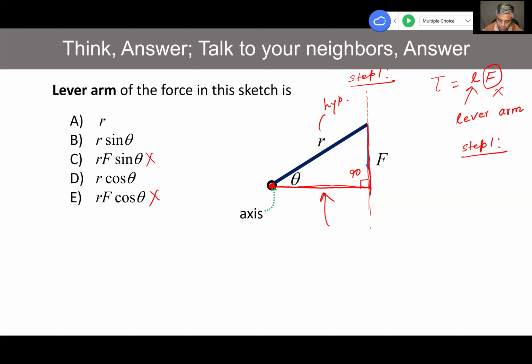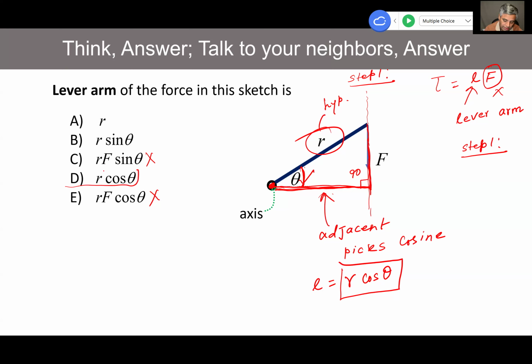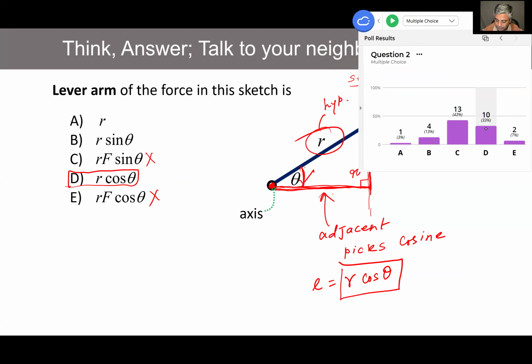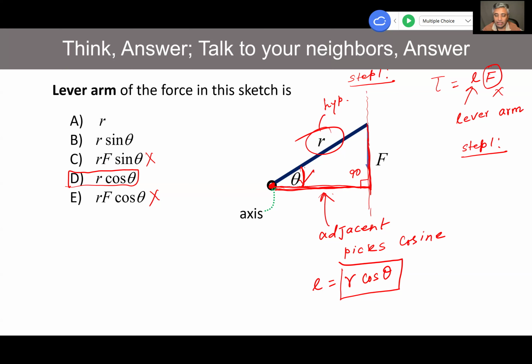The angle is here, so this side of this right triangle is adjacent. Adjacent picks cosine, which means the lever arm is going to be R, and in this case, being adjacent, it picks the cosine, and the given angle is theta. So D is the correct answer. Quite a few of you made a mistake here, and this is important. Anything you'd like to ask or add, in case something is not clear?